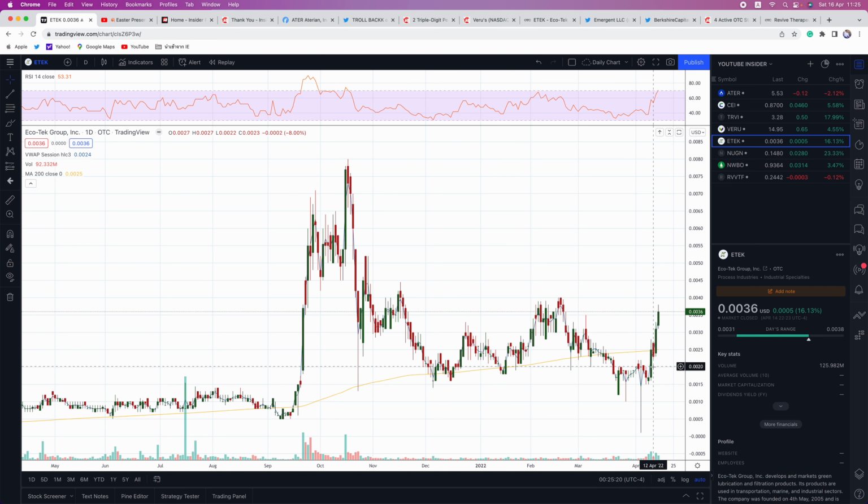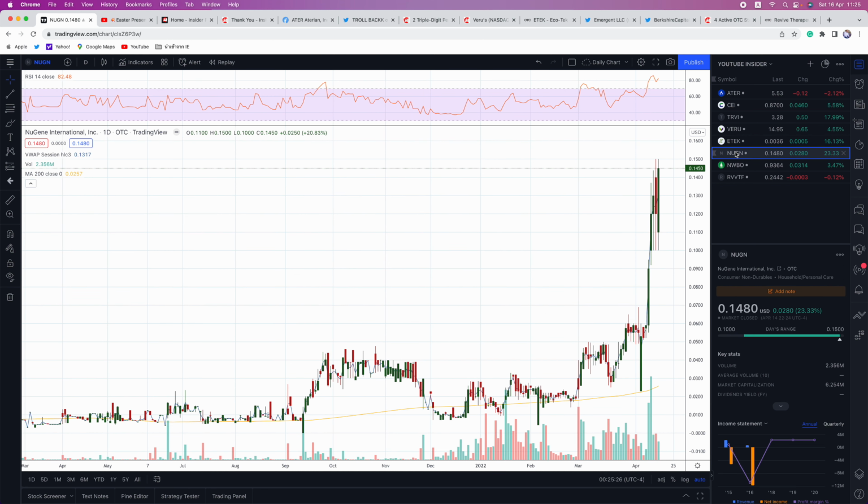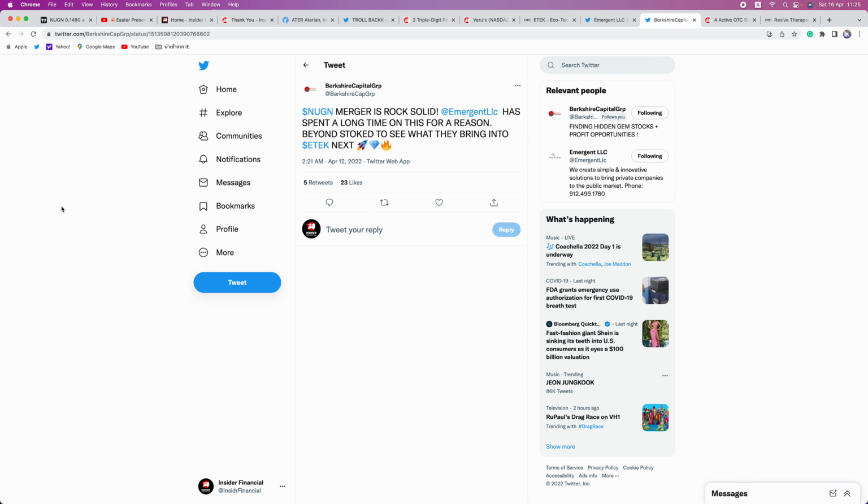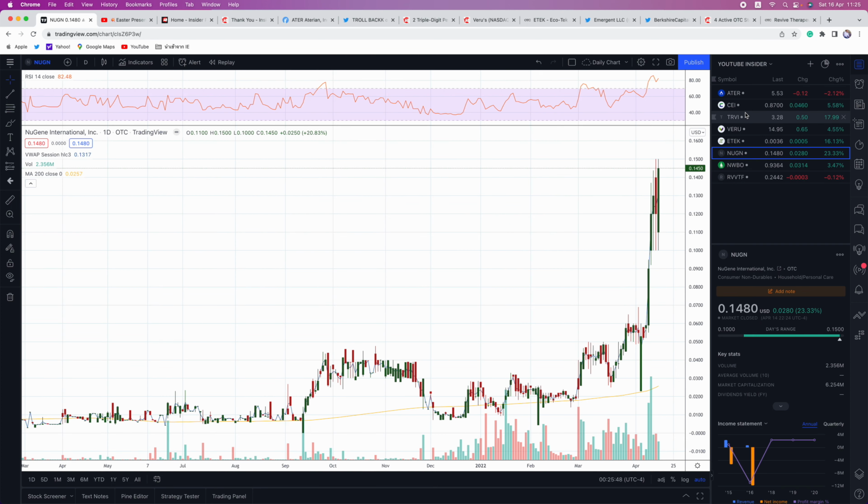So we're seeing this move in ETEK, and then you look at NUGN and look at this big winner. These guys know what they're doing. Smart money, Berkshire Capital Group, has also been talking about this one: NUGN merger is rock solid. Emergent LLC has spent a long time on this for a reason. Beyond stoked to see what they bring into ETEK next. Same group, they know what they're doing, and they have a track record of stocks running. So ETEK and NUGN are two names you need to get on your radar as reverse merger plays.